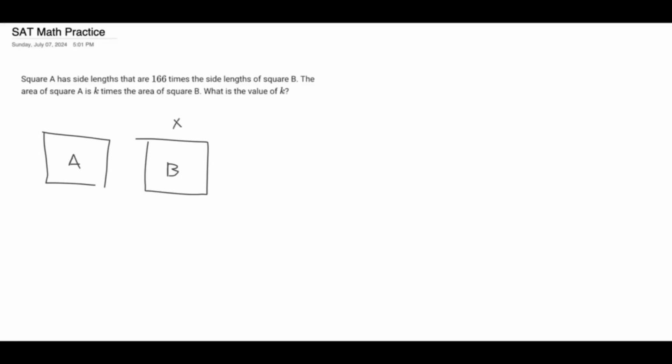So if the side length of B is x, then A would be 166x. I'll just put those on both sides. And to find the area of a square, we'll just do length times width. So if we have x times x, that will give us x squared. And then we want to set this in proportion to 166x times 166x, which is going to give us 27,556 x squared.